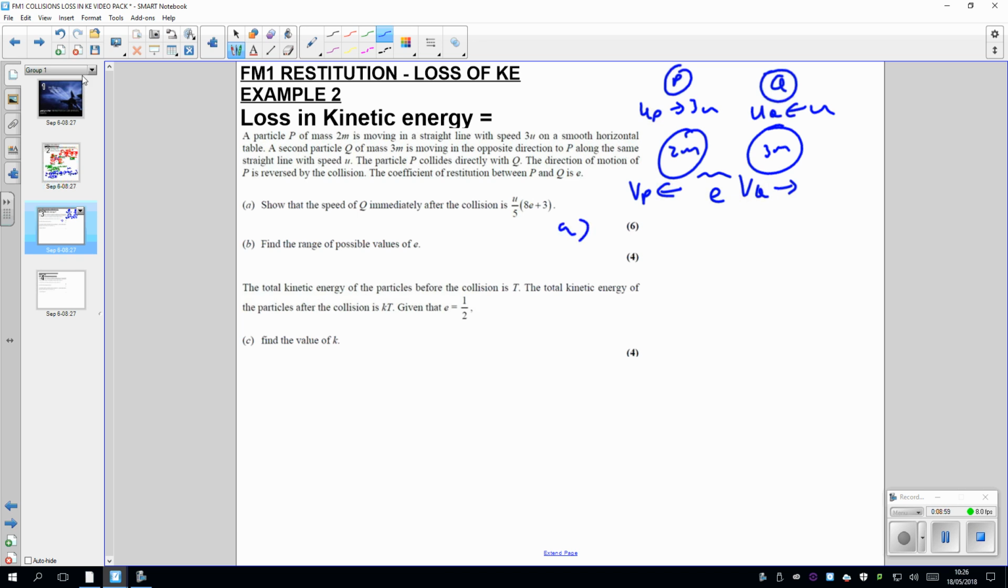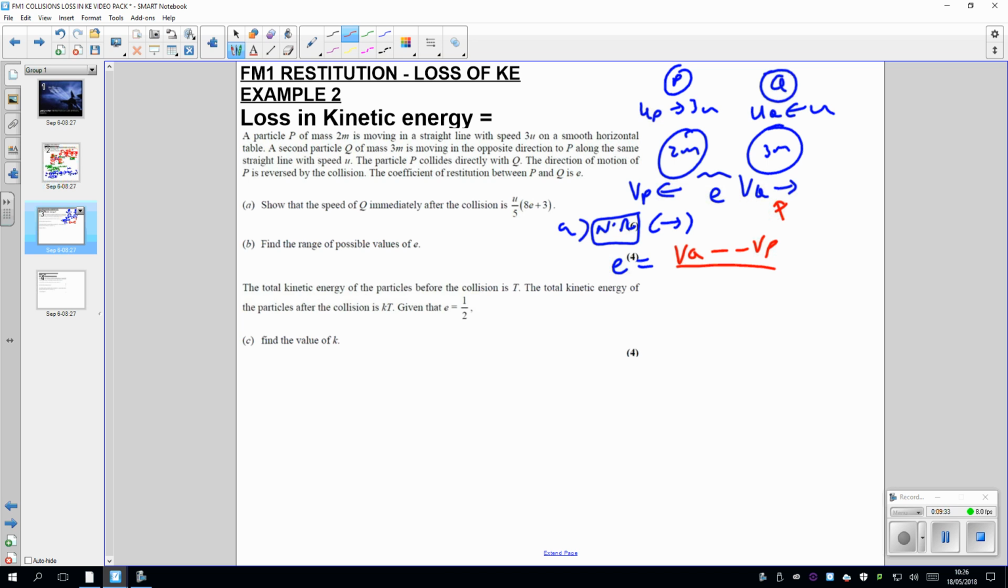So part A, show the speed of Q is that. Fine. Let's do that. So normal stuff. Newton's law of restitution, coefficient of restitution. So we're going to the right. E equals, right. What's the first thing going to the right? The fastest thing going to the right is VQ minus, well, I know what I'm saying, VP is to the left. So that's minus VP. It literally doesn't matter if you put VP the other way, but it's already told you it's reversed. So you know your answer is going to be negative.